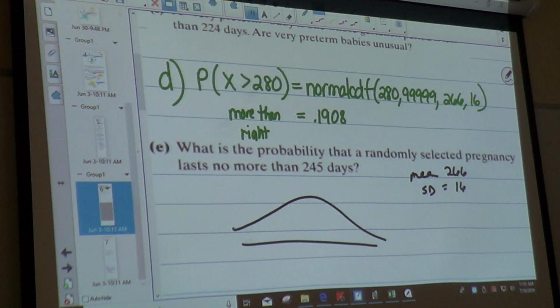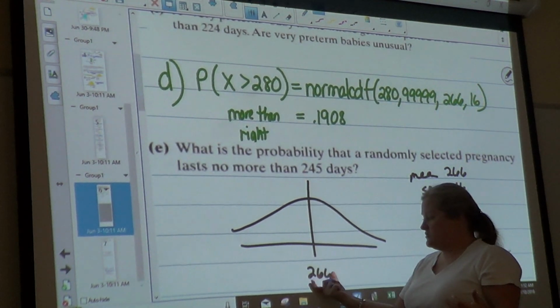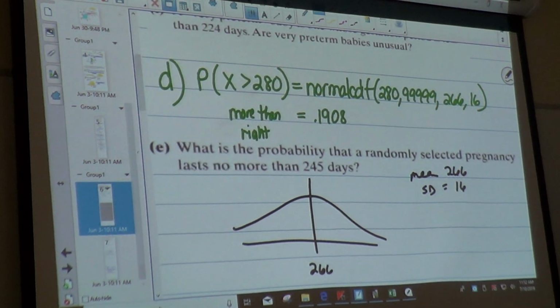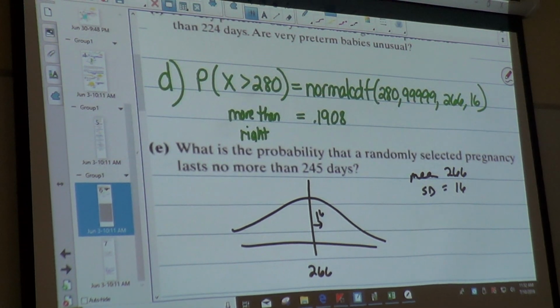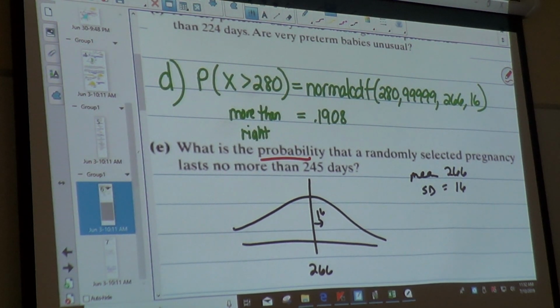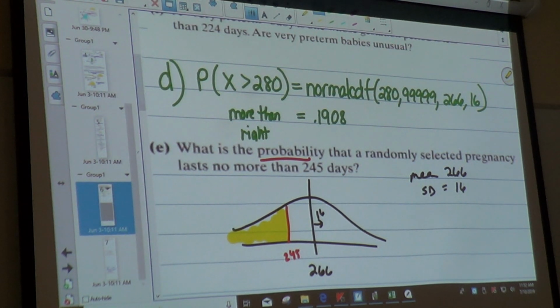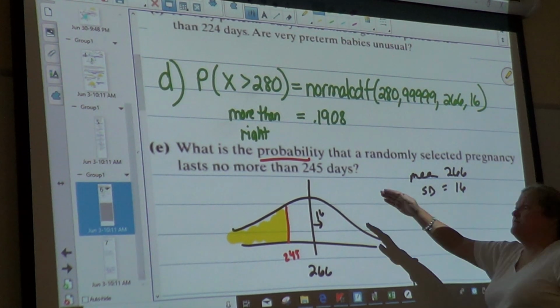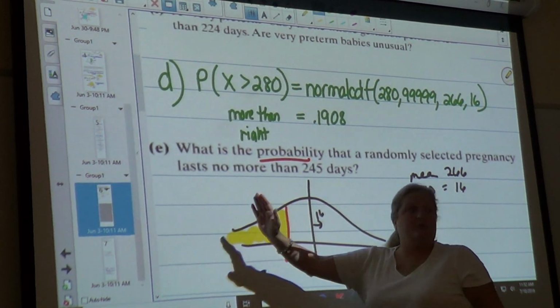So we have a normal distribution of pregnancies, and this is saying that the average woman's pregnancy is 266 days. So the average woman has a pregnancy of 266 days. And we have a standard deviation of 16. We want to know what percent of women have a pregnancy that is preterm, that is 245 days or less. So if you have no more than $245 in your pocket, you have $245 or less.